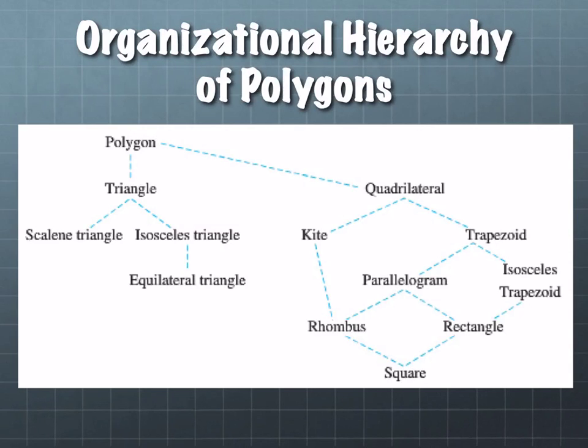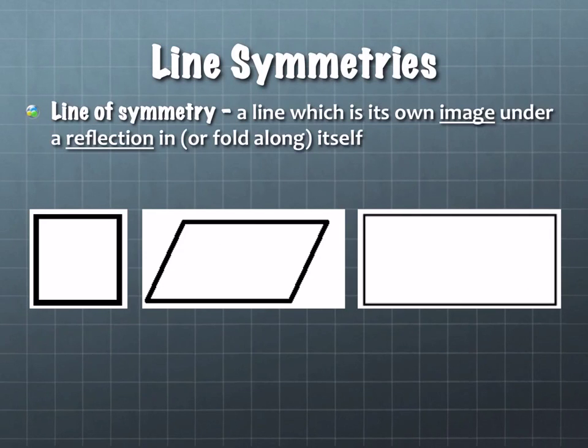And that's helpful. Okay, we're going to shift gears a little bit. The title of this section included one more word. What was the last word on the title of 11.2? Symmetry. So we're going to shift to symmetry now. The first type of symmetry we're going to talk about is called line symmetry. Line symmetry is a line which is its own image under a reflection. I don't really like that definition very much. When I think of line symmetry, I think of a line that cuts the object into identical pieces on two sides.